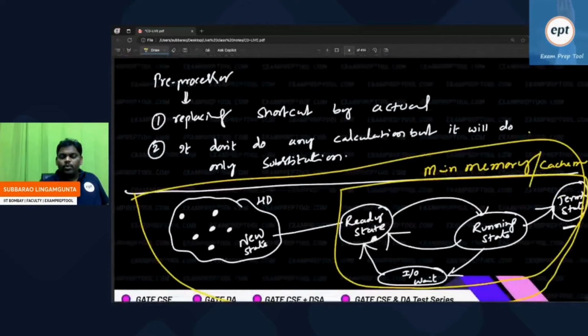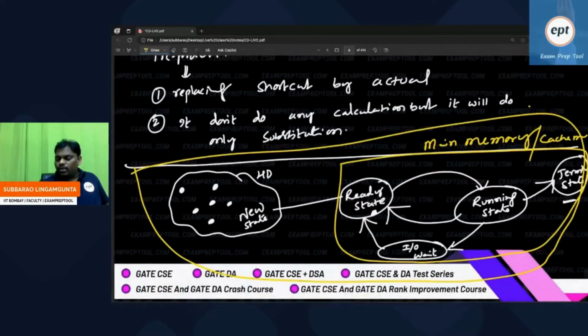Next one, what is the preprocessor's purpose? Replacing shortcut by actual. It doesn't do any calculation, but it will do only substitution.